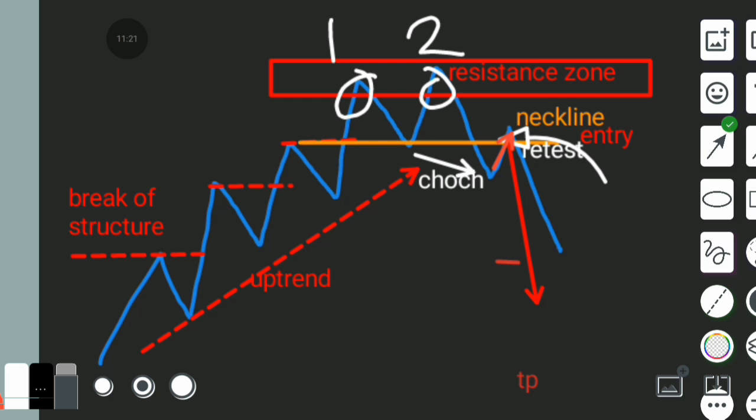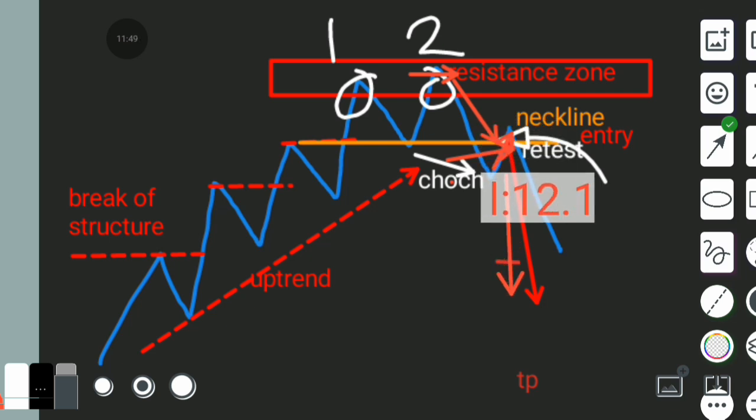Then how do you exit the market? You measure from here, from the top to the neckline. Then after that, you measure here. You measure here, and this same measure is the same measure that you are going to put from where you enter your trade to your TP. As easy as that. Thank you guys for watching.